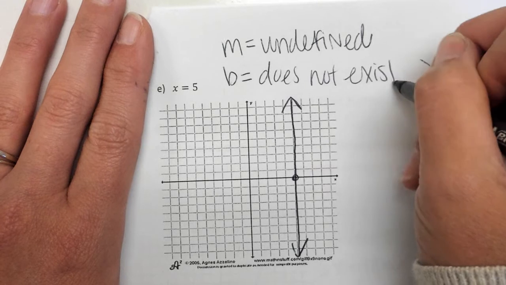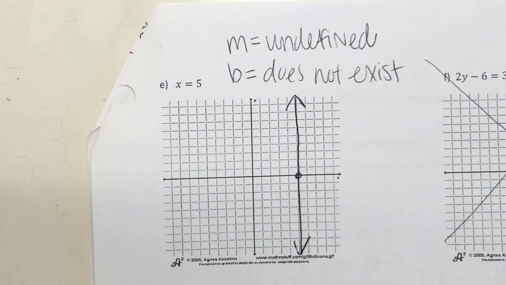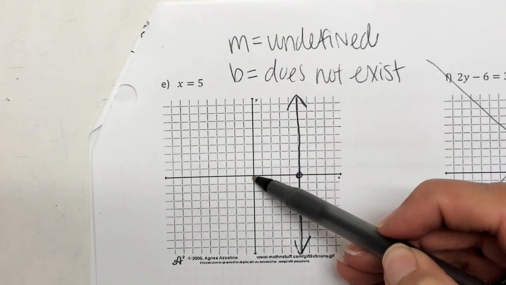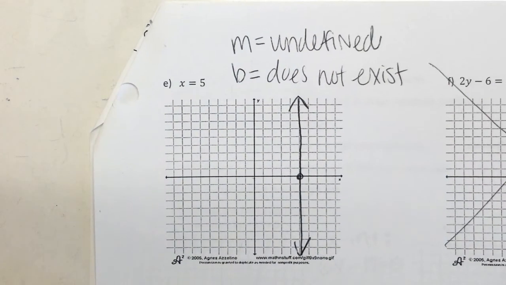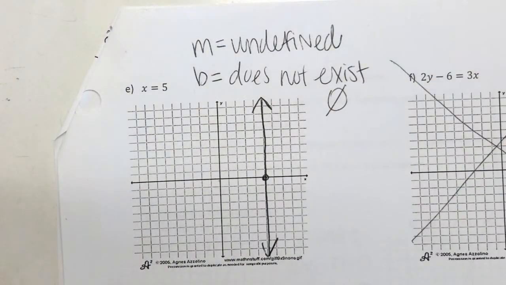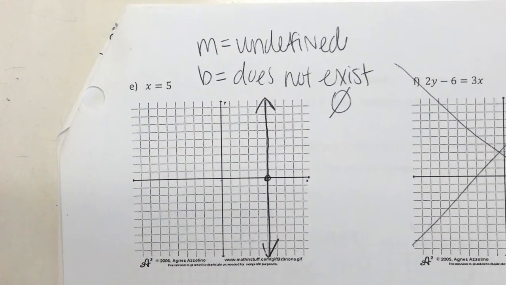Don't put 0, because like me and Ms. Fokker were talking about, when you say that the y-intercept is 0, that makes me think that you believe it's crossing at 0. Does that make sense? Or you could put this if you wanted to for B, although that means the same thing.